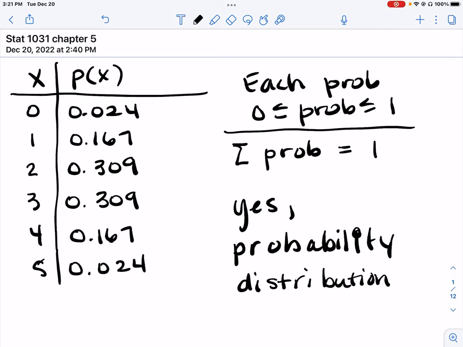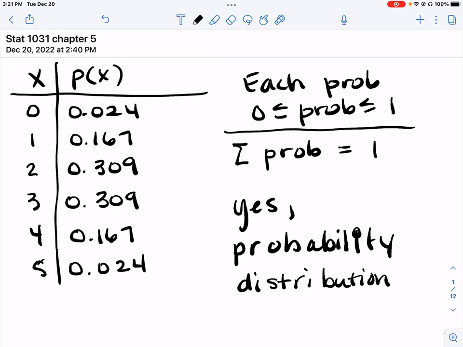Okay, a probability distribution is a table that lists all the outcomes, which are x, and P of x stands for the probability of each one. To determine if something is a probability distribution, each of the probabilities, the P of x, has to be between 0 and 1. It can't be negative and it can't be more than 1. So each thing in the P of x column satisfies that.